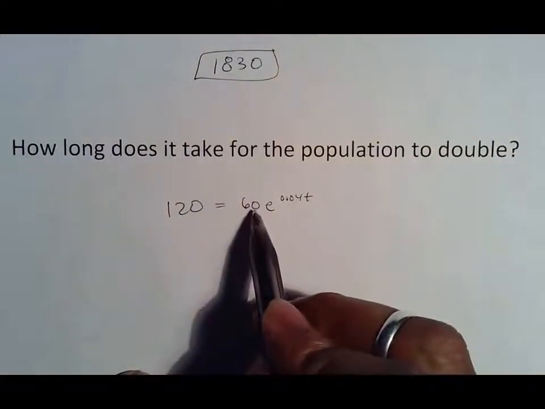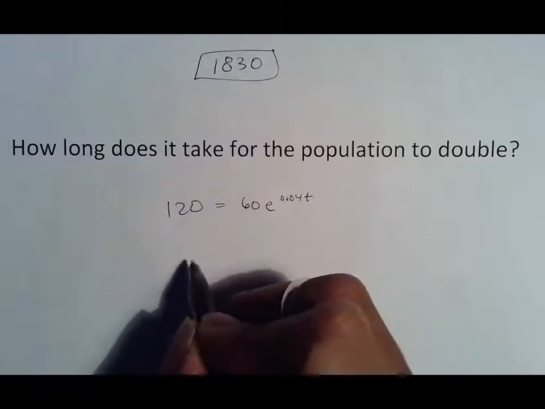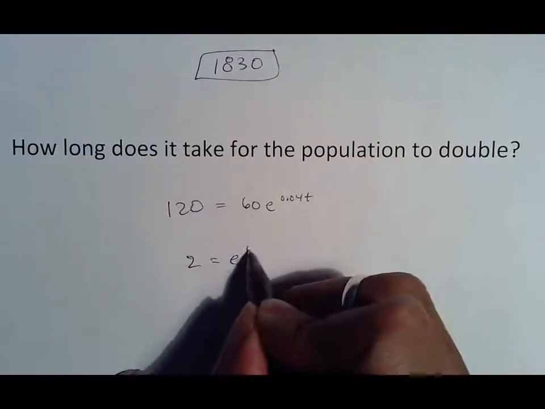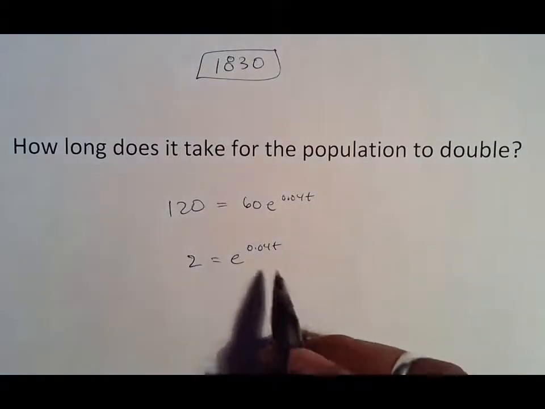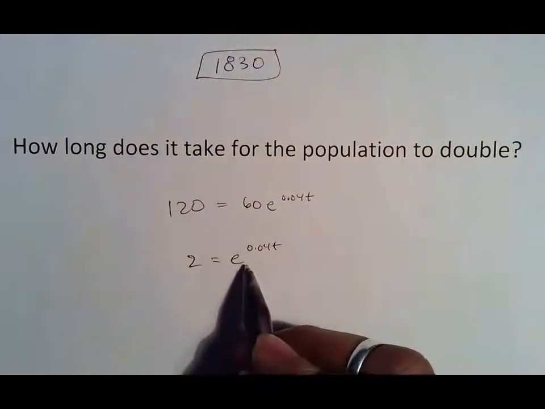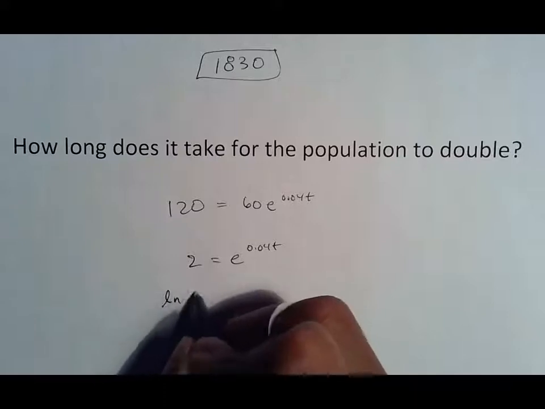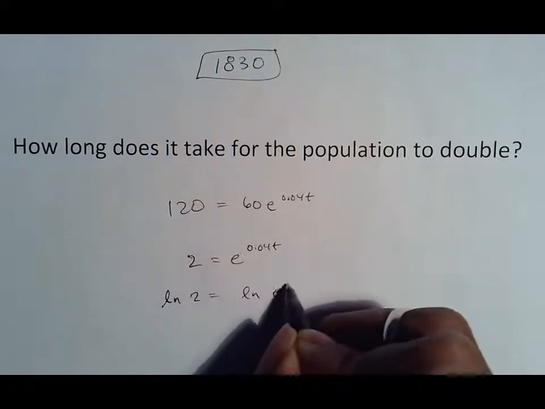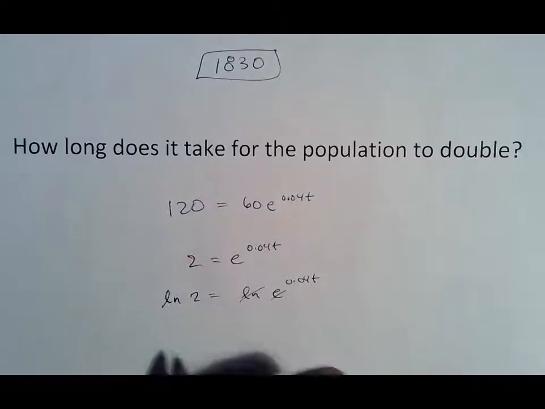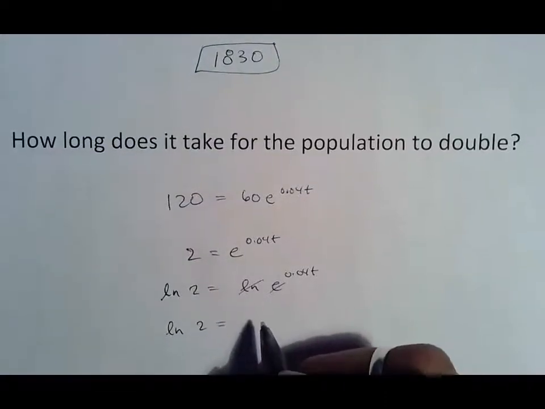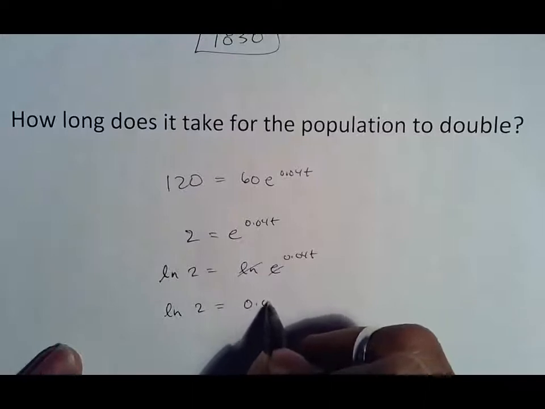When we divide by 60, it'll be 2 equals e to the 0.04t. Which from there, again, to get rid of e, this is a crucial part of your learning. Natural log of 2 equals natural log of e to the 0.04t. Again, natural log and e both cancel. So natural log of 2 equals 0.04t.